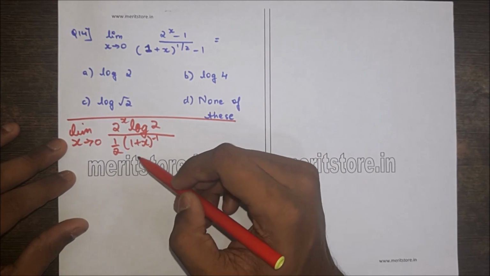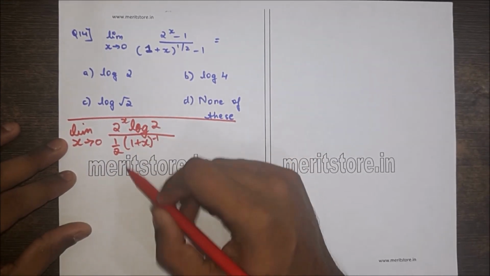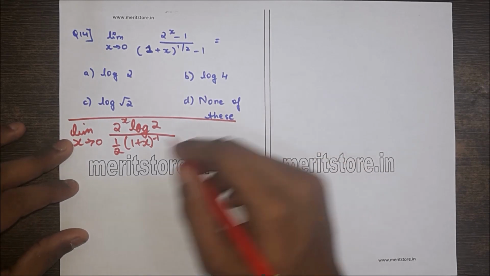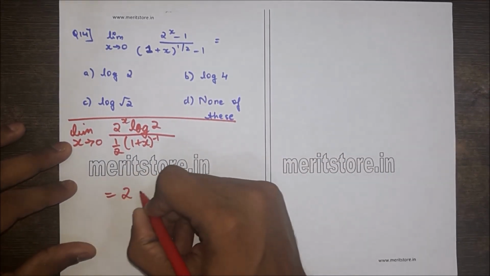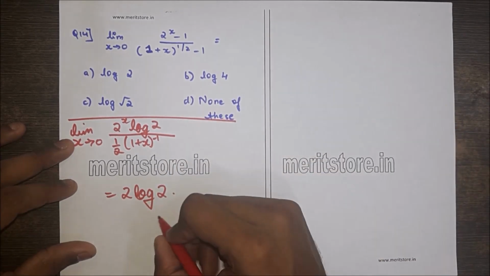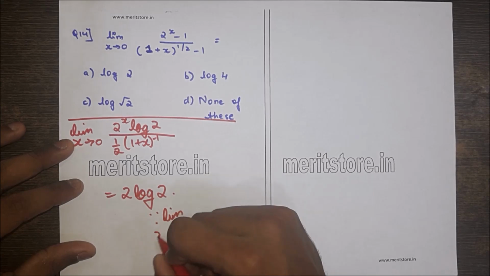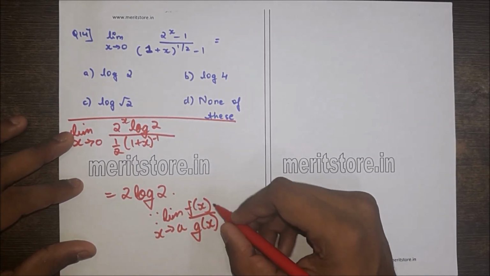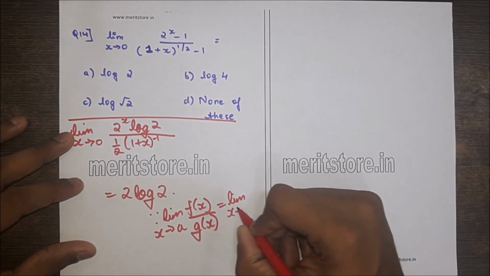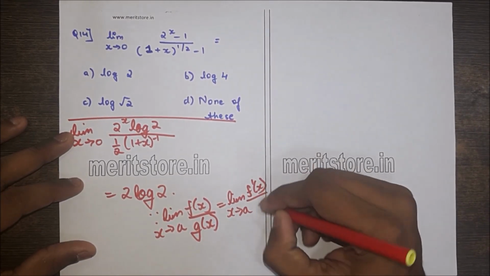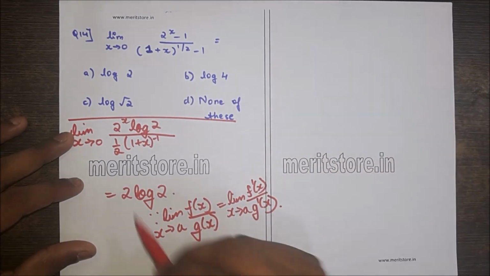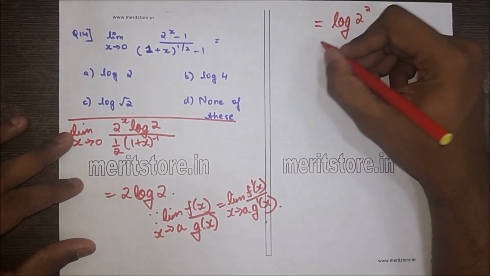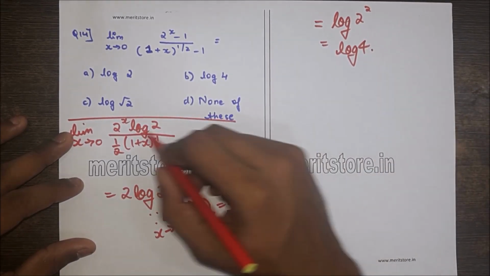Now limit of x tends to a, f of x upon g of x gives us limit of x tends to a, f dash of x upon g dash of x. Using that principle, we get 2 log 2. Let me just write it down for you. Limit of x tends to a, f of x upon g of x equals limit of x tends to a f dash of x upon g dash of x. Substituting these two terms, we get log of 2 raised to 2, which is log 4, or option B.